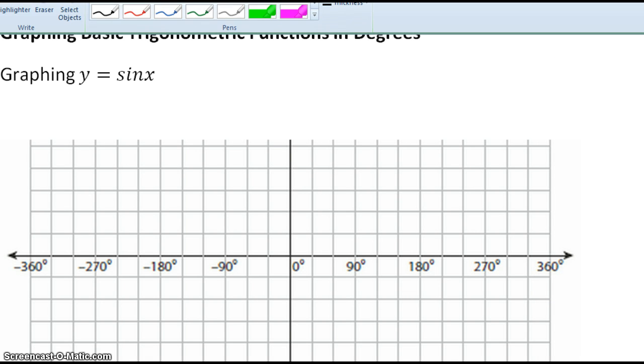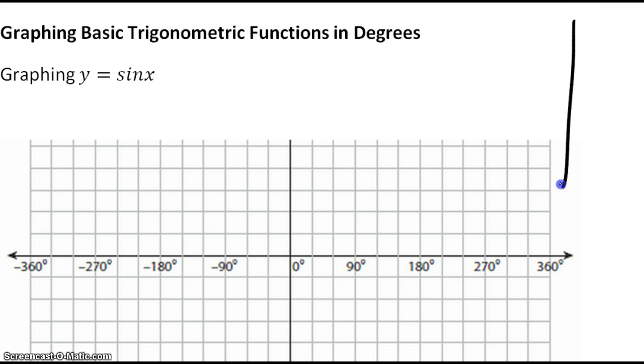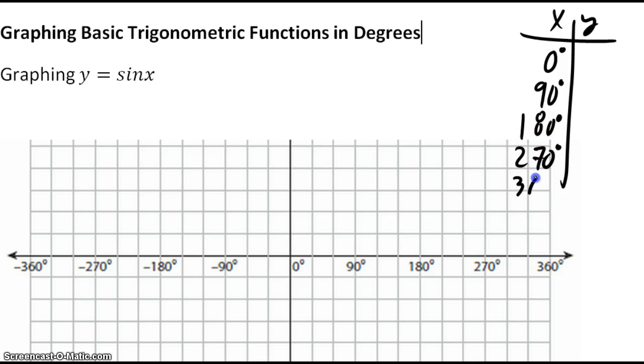And if you remember, hopefully, that when you take the sine of 0 degrees, it's 0. Hopefully we remember the sine of all these things. Sine of 90 degrees is 1. Sine of 180 degrees is 0. Sine of 270 degrees is -1. And sine of 360 degrees is 0 again.